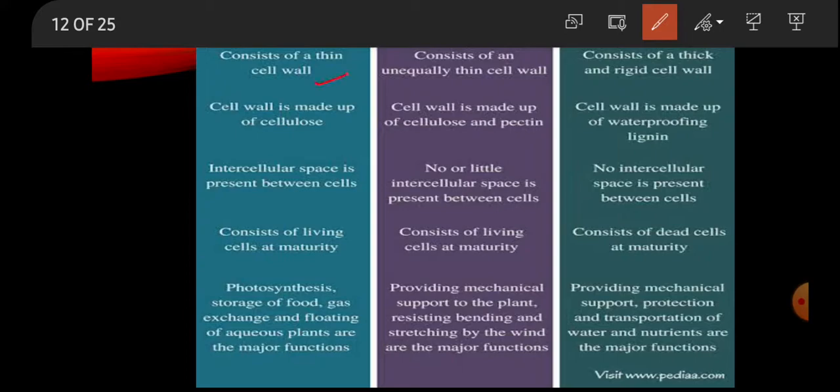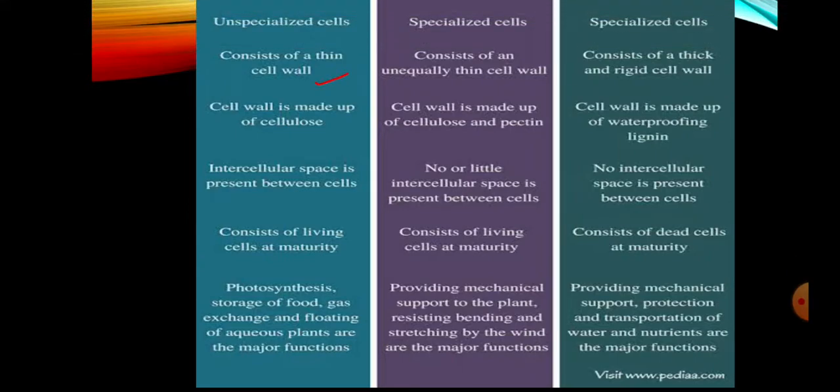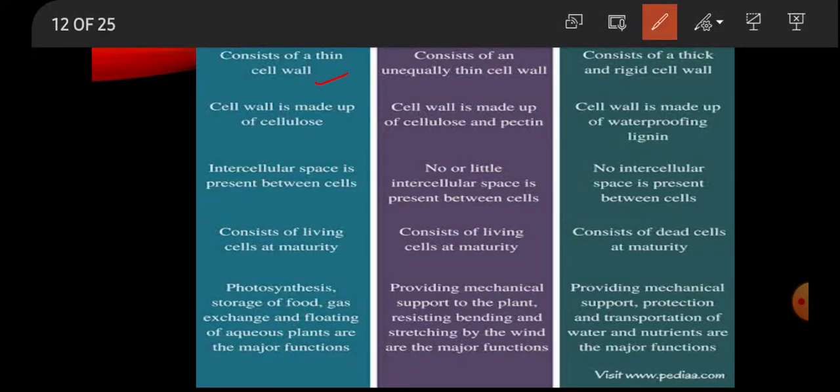Now, in the parenchyma, the cells are unspecialized, while in collenchyma and sclerenchyma, specialized cells are present. In parenchyma, the cells consist of a thin cell wall, and in collenchyma, it is also a thin cell wall, but in sclerenchyma, the cell wall is rigid and thick. The parenchyma wall is made up of cellulose. The collenchyma wall is made up of cellulose and pectin, and the sclerenchyma wall is made up of lignin. So these will be strongest, hardest.